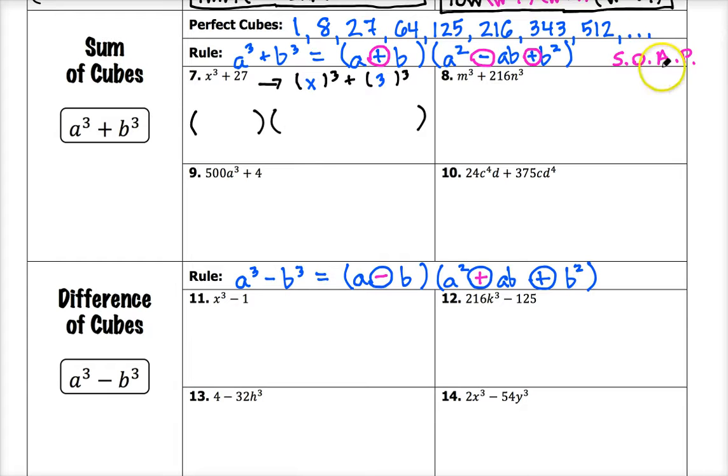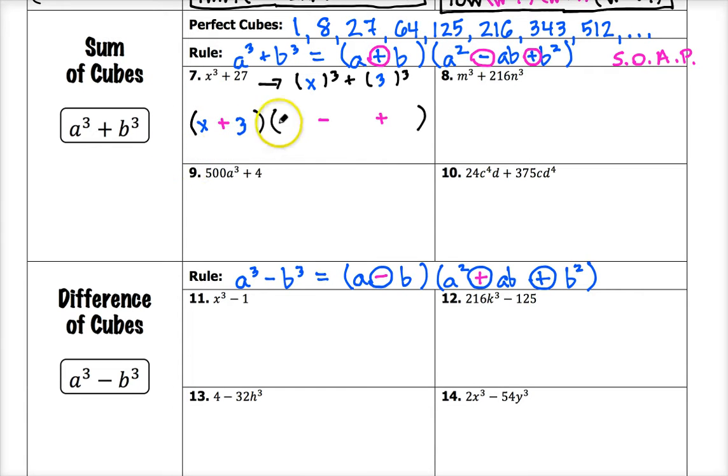If you use your SOAP, this is a sum of cubes, so your first sign will be the same, plus, your next sign will be a minus, opposite, and then your last sign will always be positive. The first two terms are just your x and your 3. X here, 3 here. That's your binomial, x plus 3.